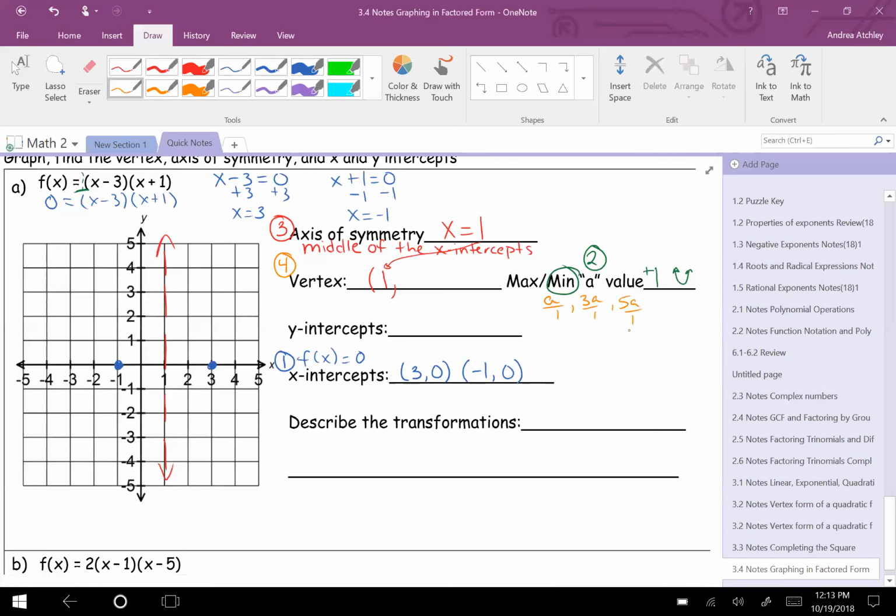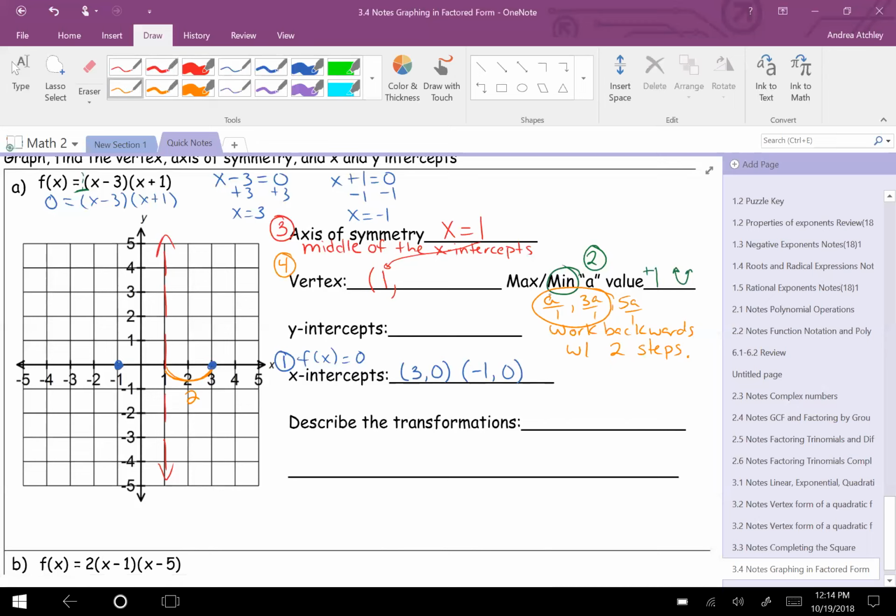You need to determine how far away my x-intercepts are from the axis of symmetry. How far away am I? 2, I'm 2 away. We're going to work backwards with those 2 steps. So that means I just need these 2 steps because that's the first 2. Does that make sense?